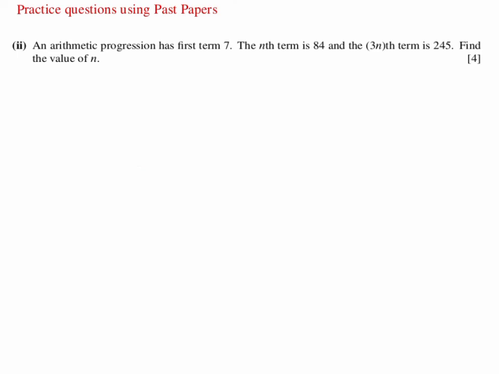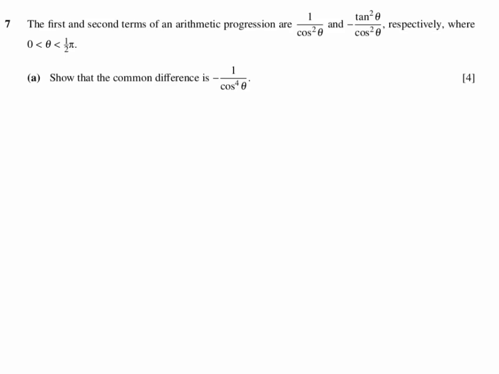Now let us see another question. An arithmetic progression has first term 7, the nth term is 84. This we have already done. Let us see another question. The first and the second term of an arithmetic progression are respectively secant square theta and tan square theta into secant square theta, where theta is greater than 0 and less than pi by 2. Show that the common difference is minus 1 upon cos to the power 4 theta.